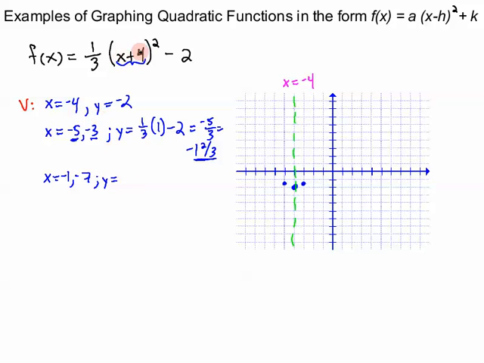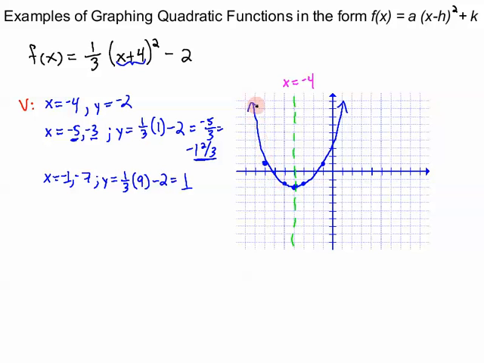So if I plug in negative 1 or negative 7 here, it's going to give me a 3 squared, which is 9. So I end up with 1/3 times 9 minus 2. 1/3 times 9 is 3, minus 2 is 1. So if x is negative 1, y is 1. And if x is negative 7, y is also 1. And so you can see this parabola is fairly wide.